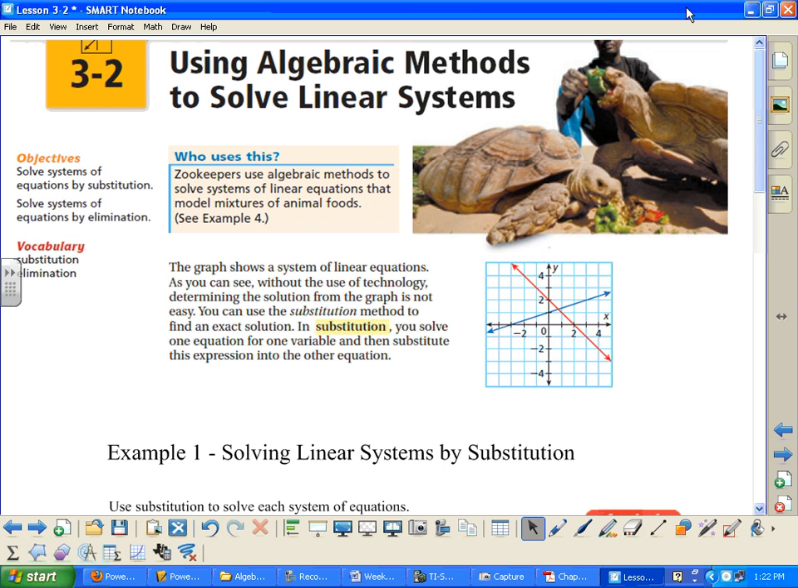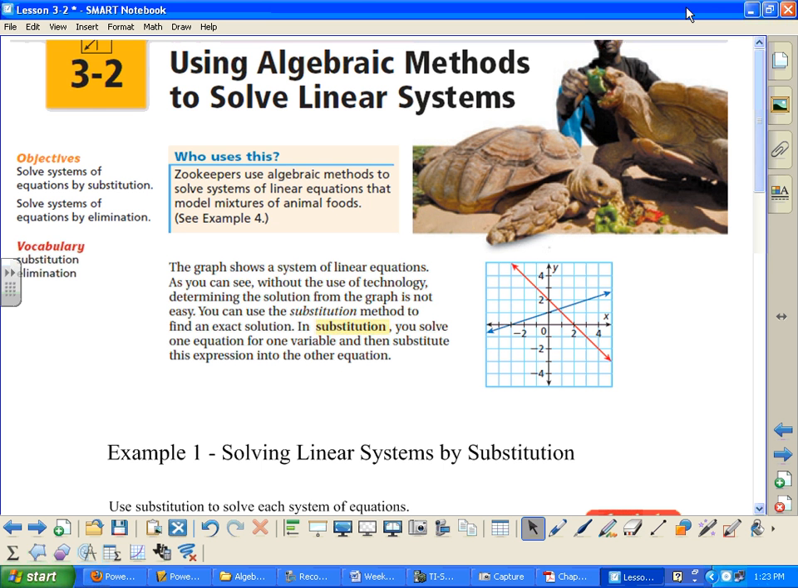Okay, so yesterday we looked at graphing to find the solution to a system of equations, and we looked at classifying them. If we have parallel lines, there's no solution. If we have the same line, there's an infinite number of solutions. But if we have two lines with different slopes, then they have one solution. And what we're going to talk about first of all is how we can use substitution.